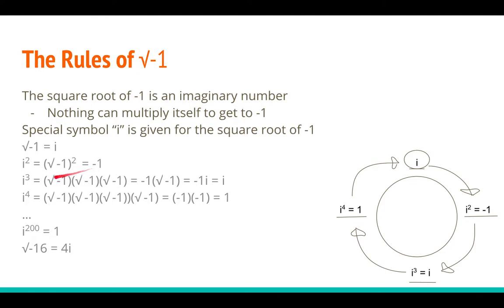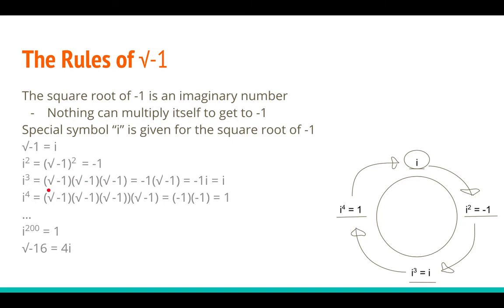i to the third now. That's just going to lay out 3 square root of -1. Basically, the first two will cancel out, just like the i to the second. It's going to be -1 times the square root of -1. So what that will do is simplify it to be -1 times i, because i equals the square root of -1. And that'll just simplify down to -i.